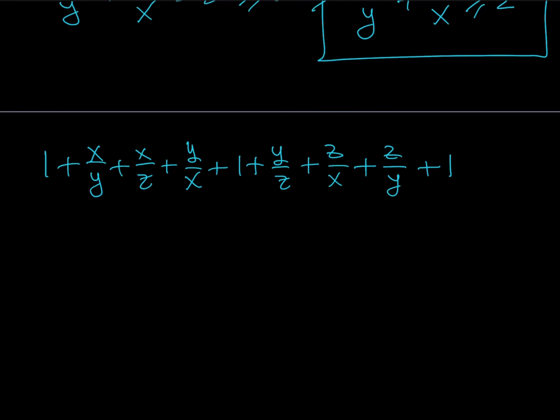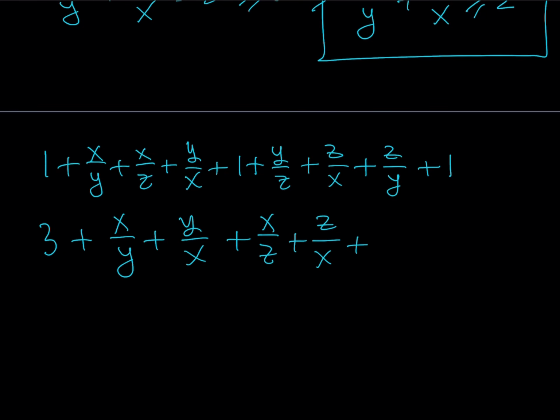Now, notice that I'm not assuming anything here. I'm just going to put this together. So I get 3 plus x over y plus y over x. Let's arrange the terms that way. Plus x over z plus z over x, plus y over z plus z over y.